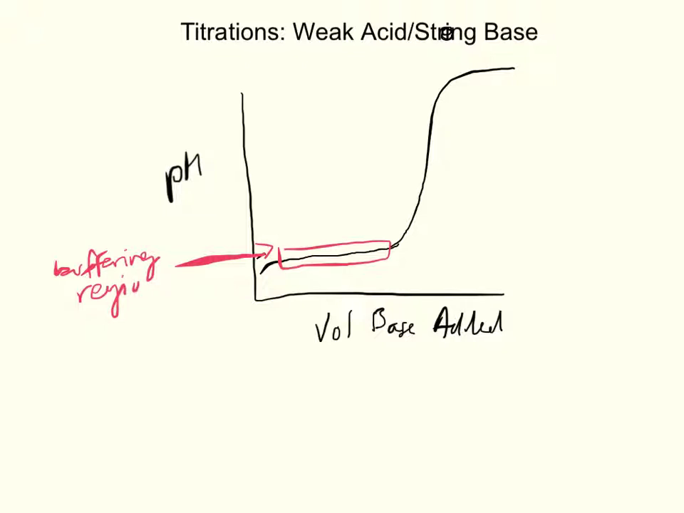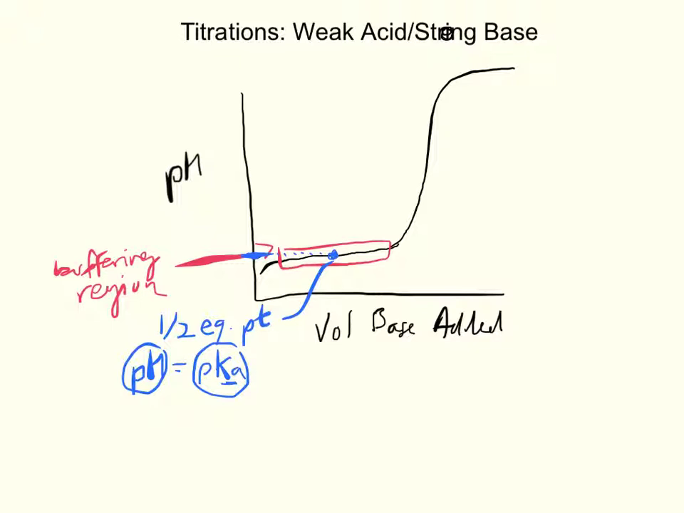Okay, and there's a special name for the point right here, halfway through the buffering region, and it's called the half equivalence point. And what you have to remember about the half equivalence point is that's where the pH is equal to the pKa. So if you know the pH by going over to the y-axis, you can figure out the pKa value, and then if you know the pKa value, you can figure out the Ka value for the acid that you're titrating, just based solely on the titration curve.